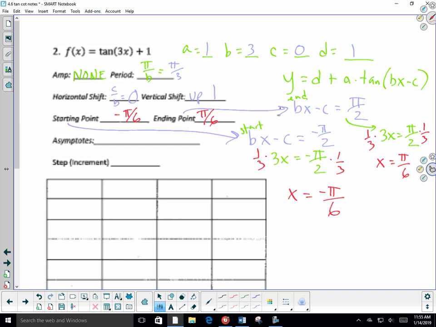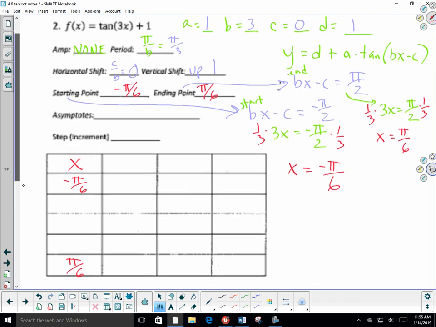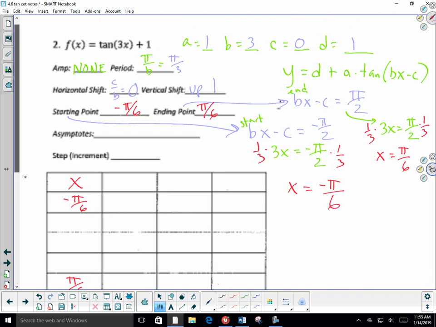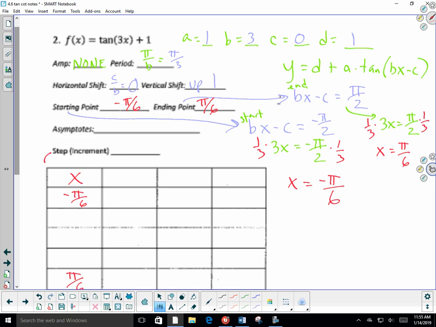All right? So just like before, I can fill that in my table. I call my first column x. I'm going to start with negative pi over 6 for my starting point. My ending point is positive pi over 6. So let's hold off on the asymptotes for right now, but we do need to have the step. And the step is the same as before. It's going to be period divided by 4. Our period was pi over 3, so I need pi over 3.